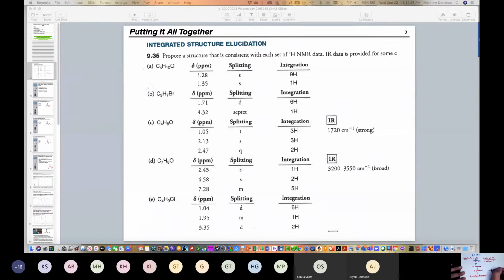So again, here's the structure. We have 3 methyl groups, that's your 9 hydrogens. We have OH, that's your 1 hydrogen, so that's 2 unique sets in a ratio of 9:1. Any questions on our logic here? So this claim seems to match the data that we were given.